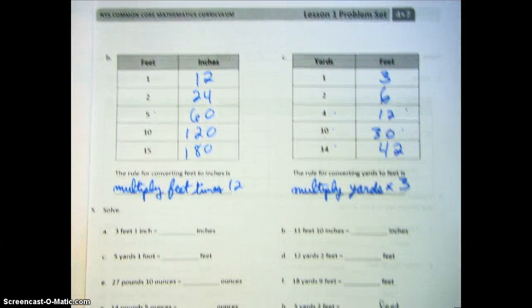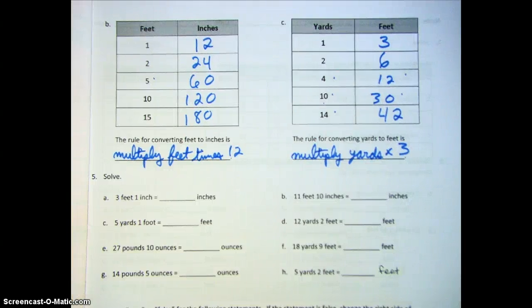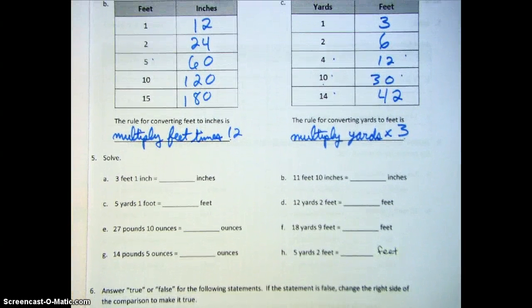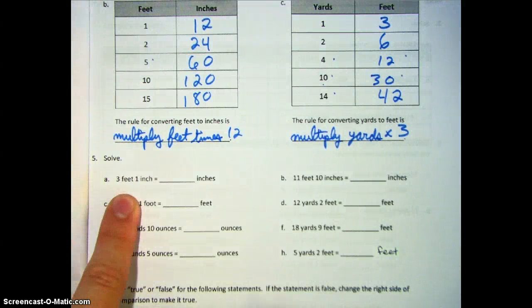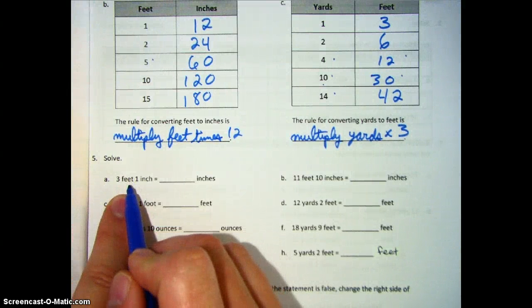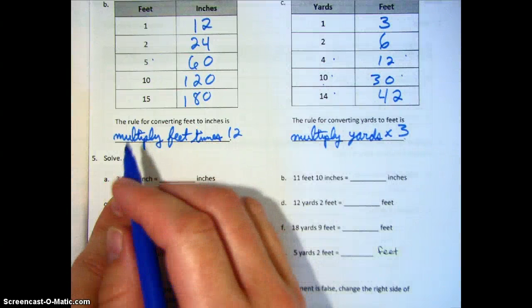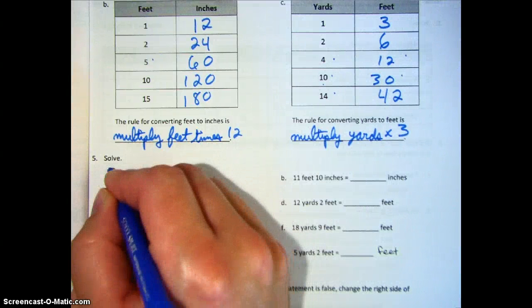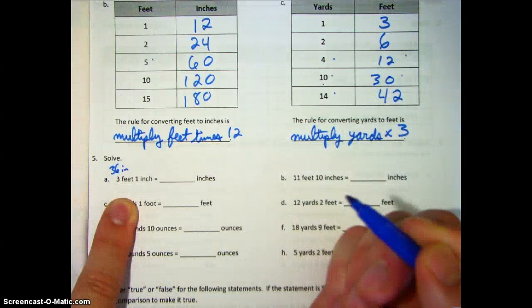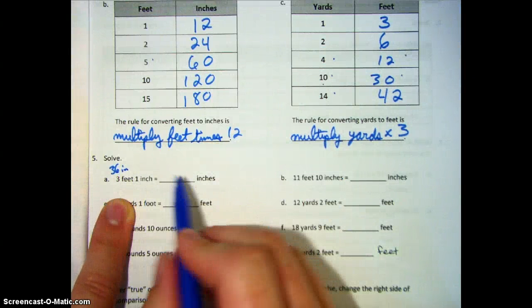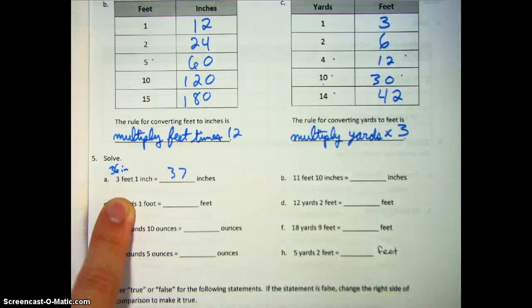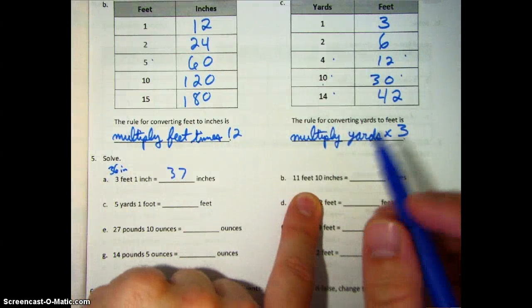Okay, now moving on to the next one, we're going to do some conversions. Now notice how these are mixed units. So we're going to do 1 unit at a time. So we know that 3 feet gets us 36 inches. So I'm going to write that above it. So now we're combining 36 and 1 to get 37 inches.